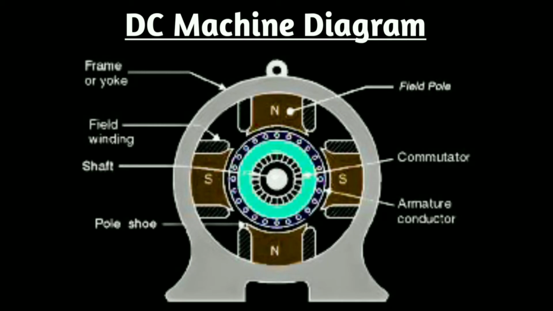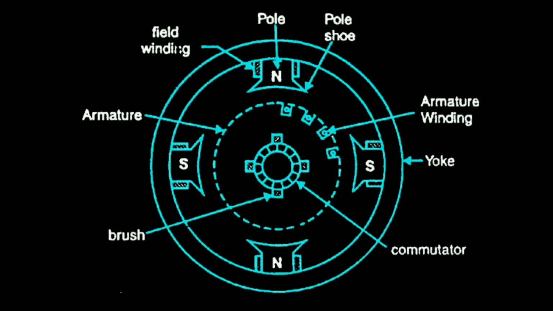Constructional diagram of DC machines. It helps you to better understand the constructional details of DC machines. In this picture, we can see all the parts clearly.